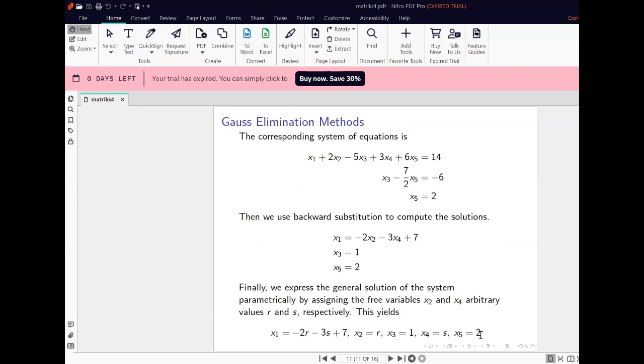Maybe you have a question, why do we use r and s? It's up to you. It's not an obligation to use r or s or another letter. You can also use, for example, t or v or u or w. It's your choice.